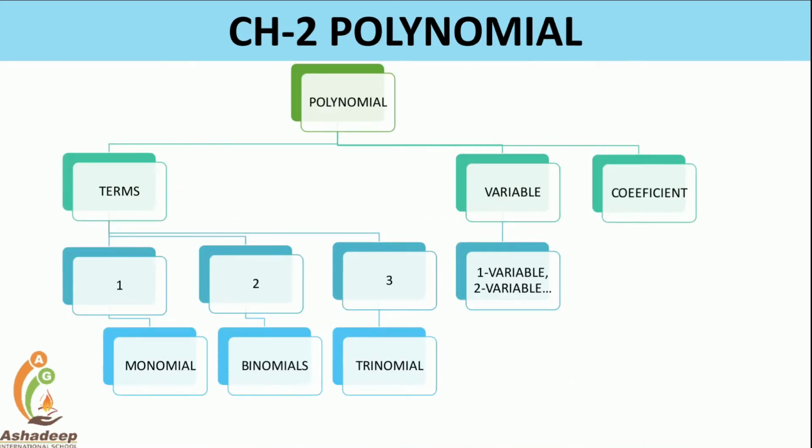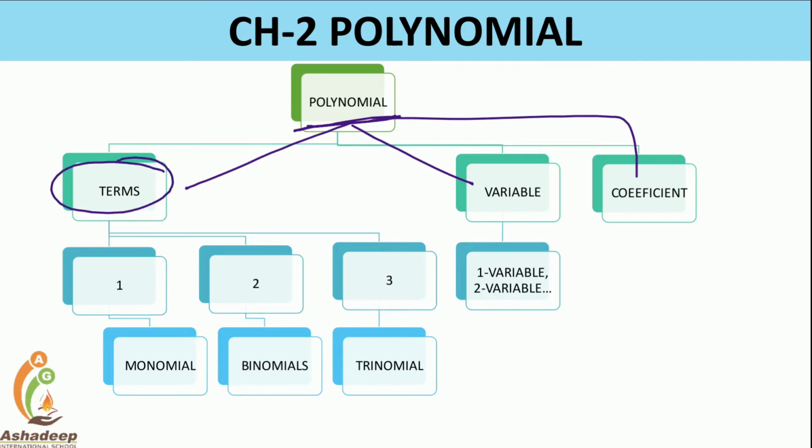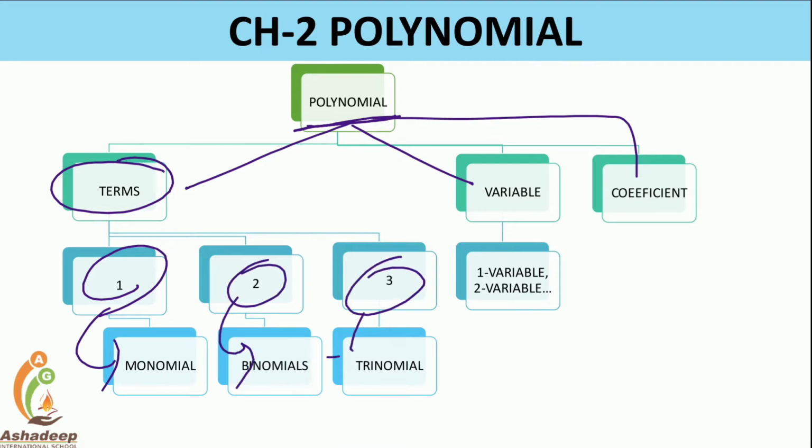Now let's move on. Another thing that we need to learn in the polynomial is term, variable, and coefficient. So what is the term? If any polynomial has one term, it is called a monomial. If it has two terms, it's called a binomial, and if it has three terms, it's called a trinomial. For example, if I only write x cube, x to the power 4, these are two different terms. So this is called the monomial.